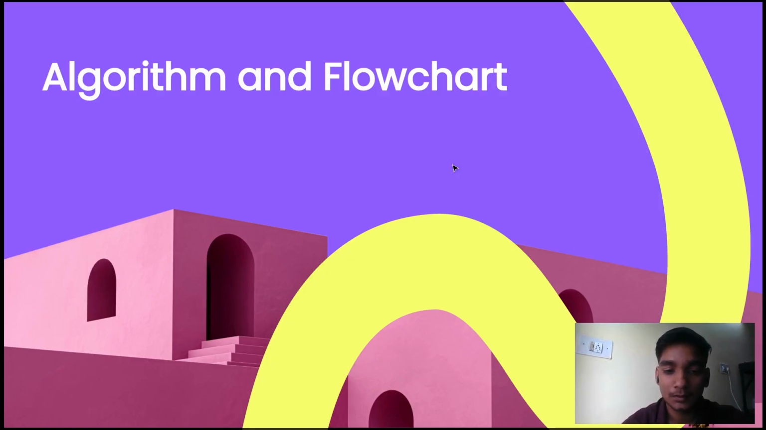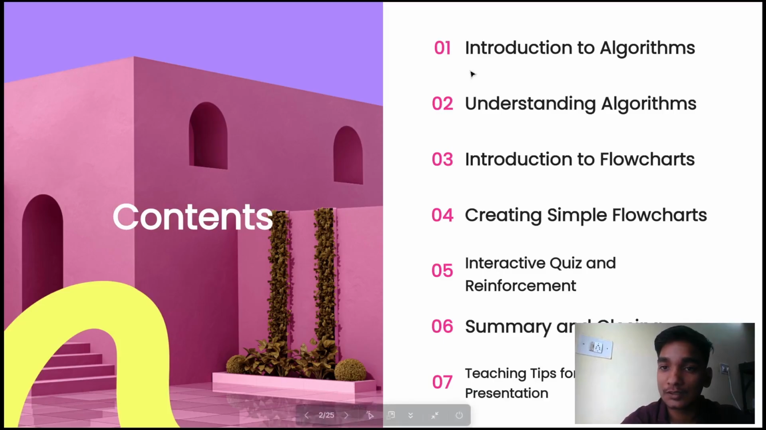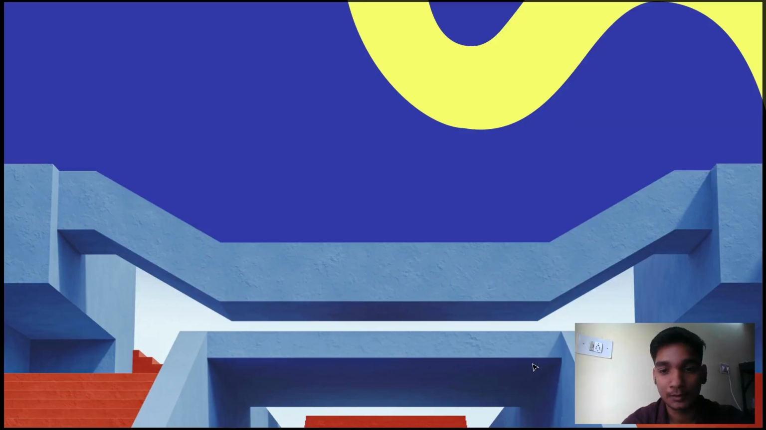Let's learn the basic symbols. So this is our whole agenda we will go through. First will be introduction to algorithm, which we have already done. Understanding algorithm, introduction to flowcharts, creating simple flowcharts, interactive quiz and reinforcement, summary and closing. So let's go through it.